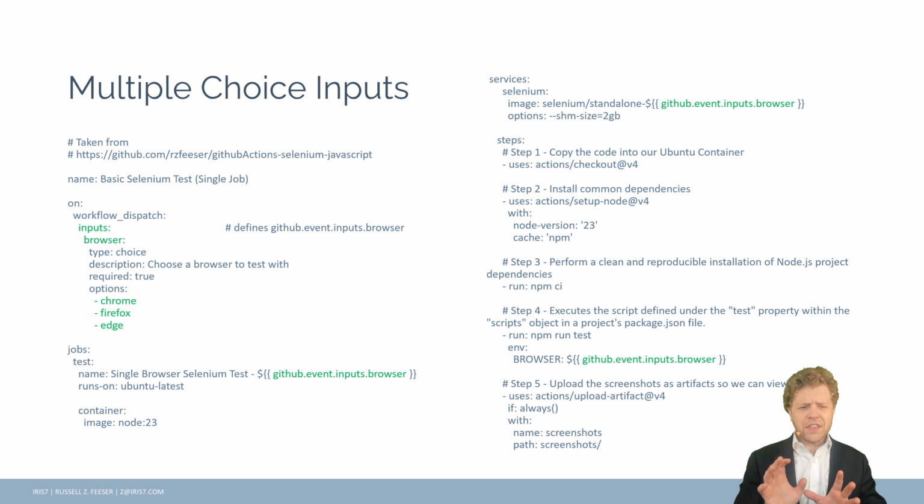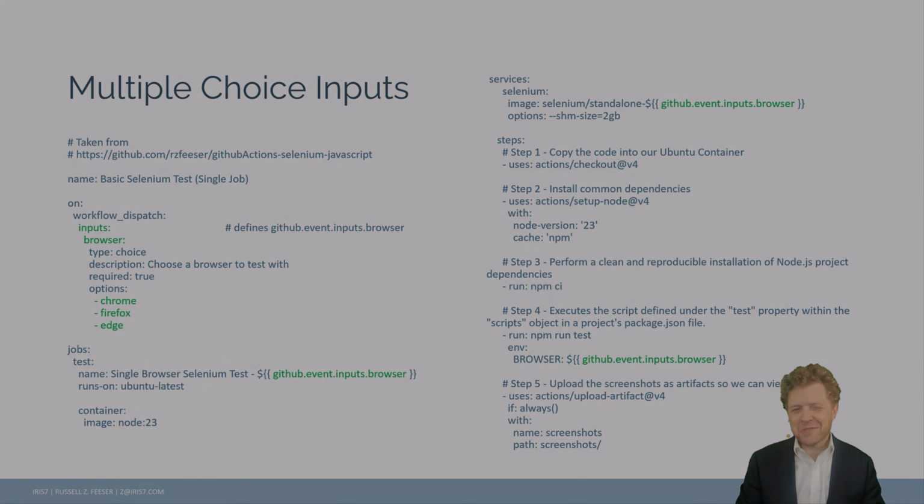Now, the remaining things in green, github.event.inputs.browser, is how we are calling that later on. You can see in the jobs section, I use it to describe the full name. You can see it in the image. I'm using it to select the correct image. And finally, you can see it passed as an environment variable, which is going to affect the actual browser that's chosen to test with.